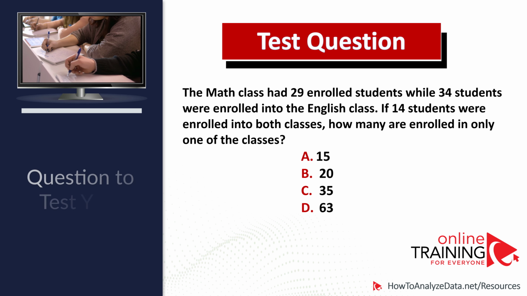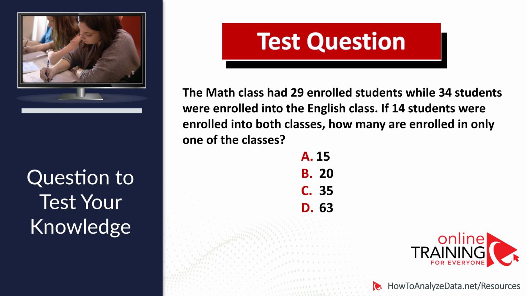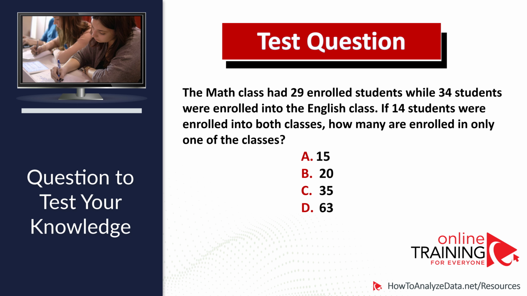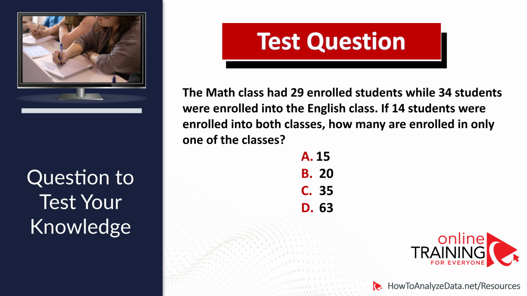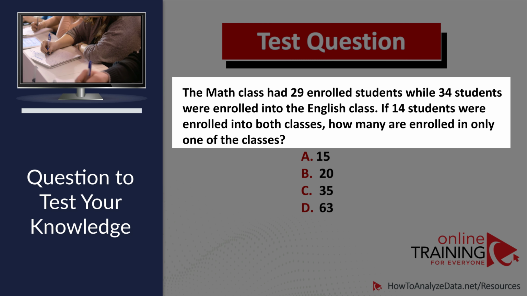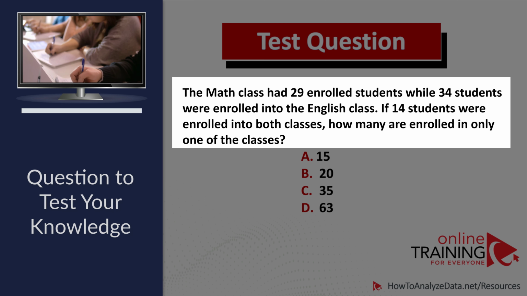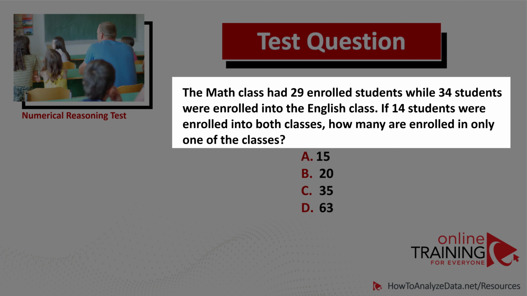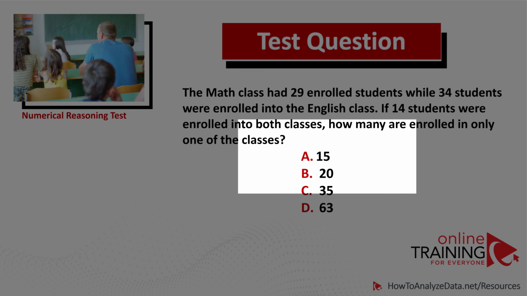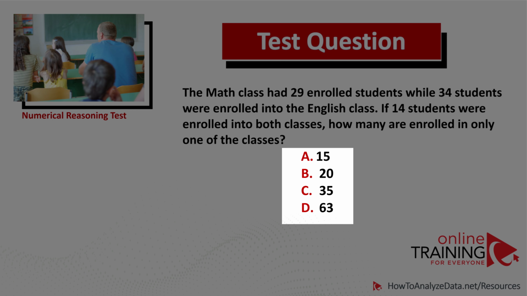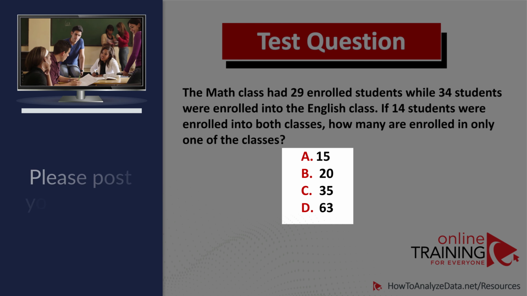And now, here's the question for you to try. Please make sure to post your answer in the comment section of this video. Here's the question. The math class had 29 enrolled students, while 34 students were enrolled into the English class. If 14 students were enrolled into both classes, how many are enrolled into only one of these classes? And you have four choices. Choice A, 15. Choice B, 20. Choice C, 35. And choice D, 63.